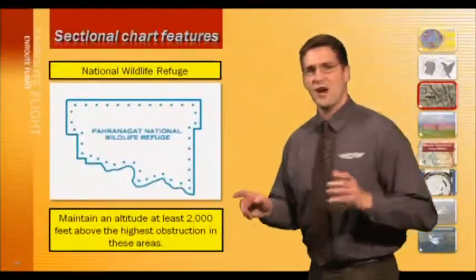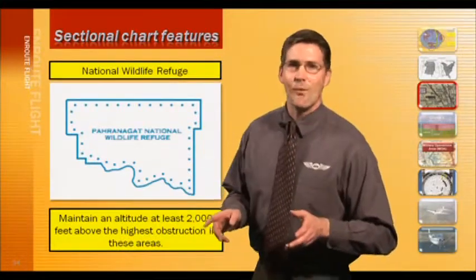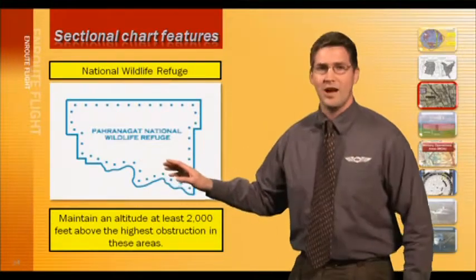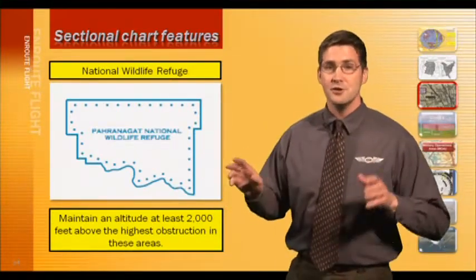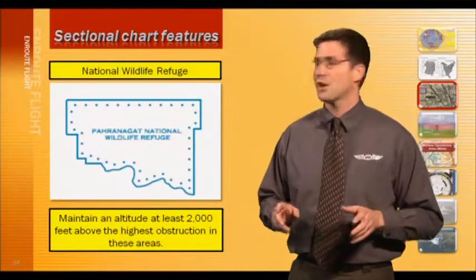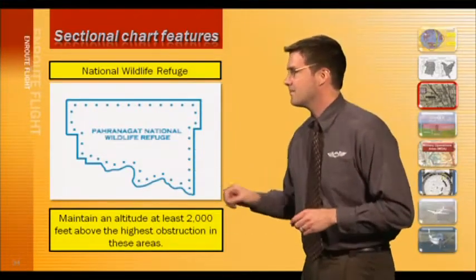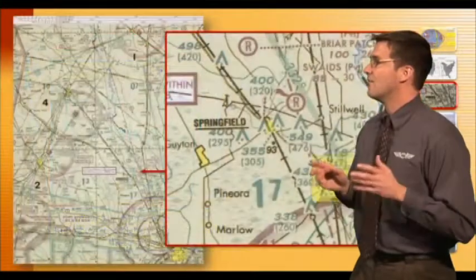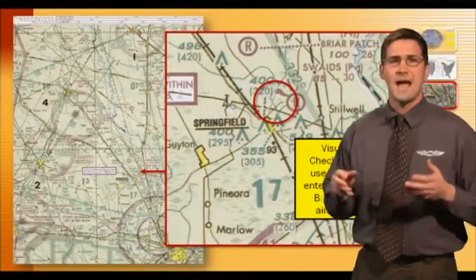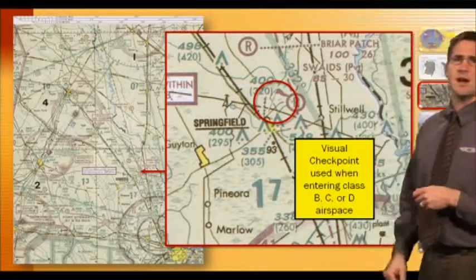While rare, areas such as Farallon National Wildlife Refuge are shown with blue dots bordered by a solid blue line, like we see right here. Now, you should maintain an altitude of at least 2,000 feet above the highest obstruction in these areas. Now, this flag is a visual checkpoint used when flying in or around Class B, C, or D airspace.